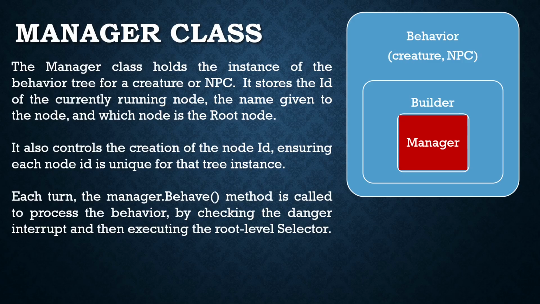And it will check what I call a danger interrupt to make sure that there's no danger nearby for the creature or the NPC. And if there is no danger, then it will go ahead and execute the root selector, which you'll see when we actually take a look at the behavior tree that we have for our example creature here, the Rocky Mountain jackrabbit. That is my first creature for the game.